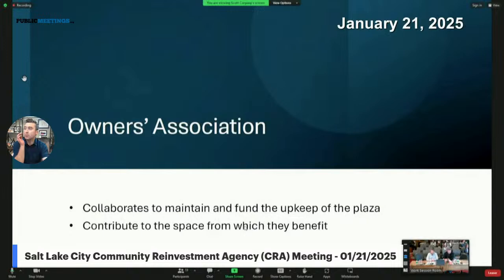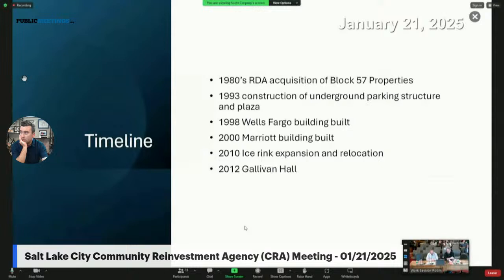For over 3 decades, the plaza has been sustained through revenue generated from on-site activities and assessments from the Owners Association. Next slide, please. The development of the Gallivan Center began in the early 1980s with the CRA's acquisition of properties on Block 57.